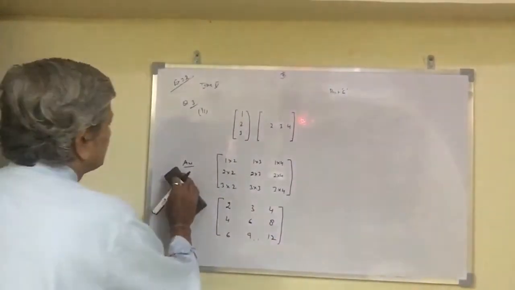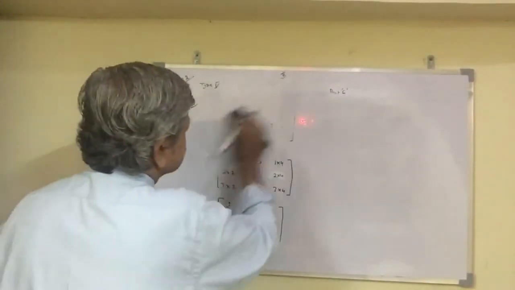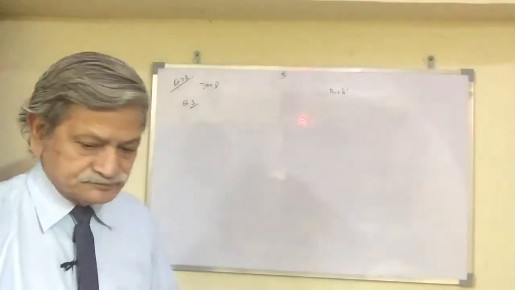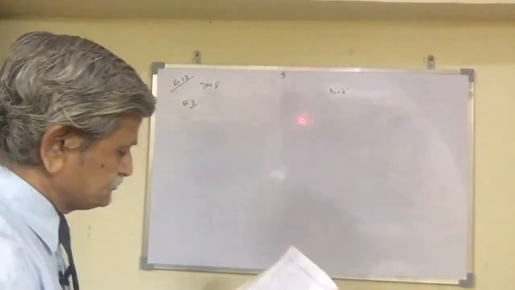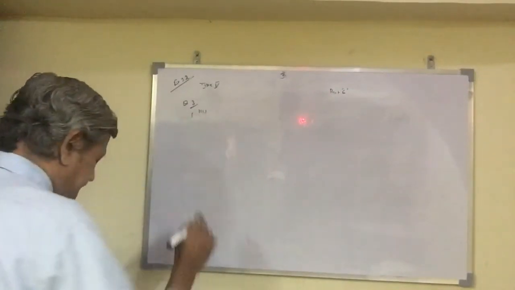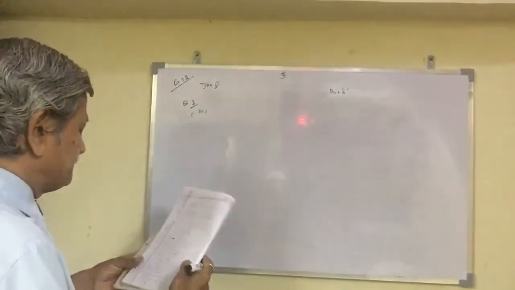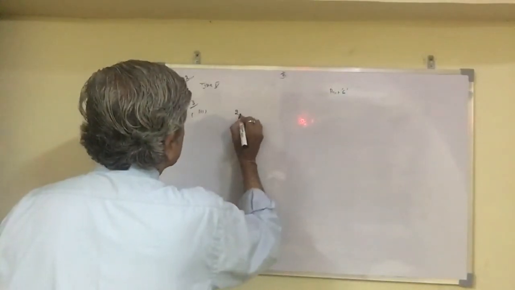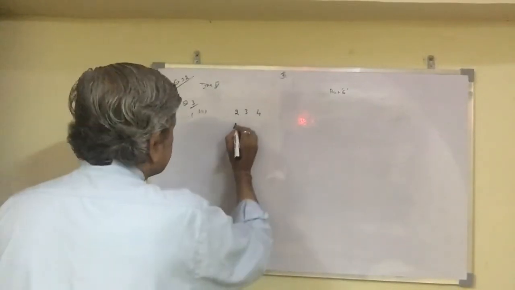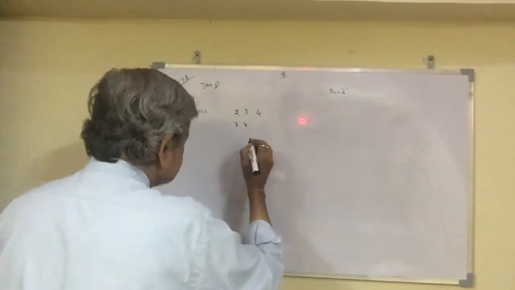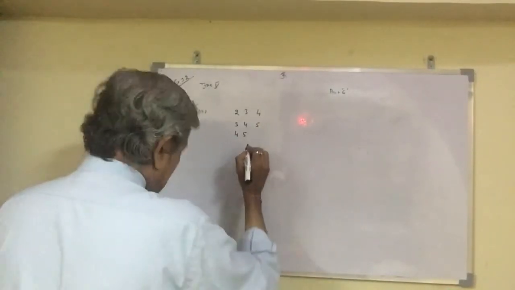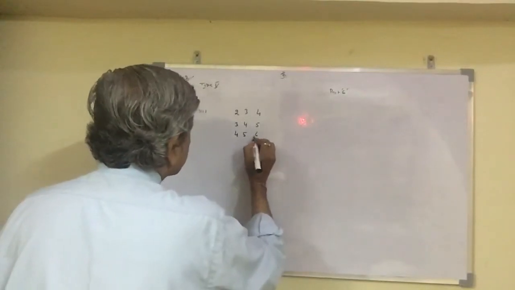Now we will shift to the next question. That question is of your 3 by 3 matrix. This is the third question of this one, question number 3, third part, which is 2, 3, 4 and 3, 4, 5, 4, 5, 6.